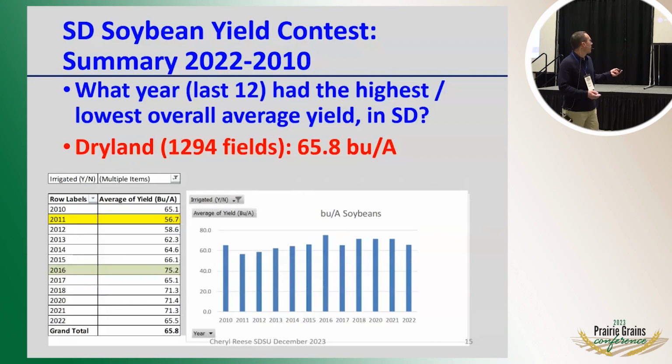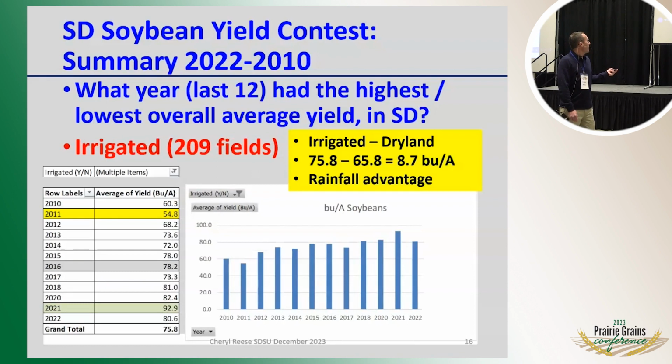So there's a bar graph, all that. Really a lot of ups and downs. There's no real trends going on too much. Had some drier years there, but so 65.8 bushels per acre. Remember that number?